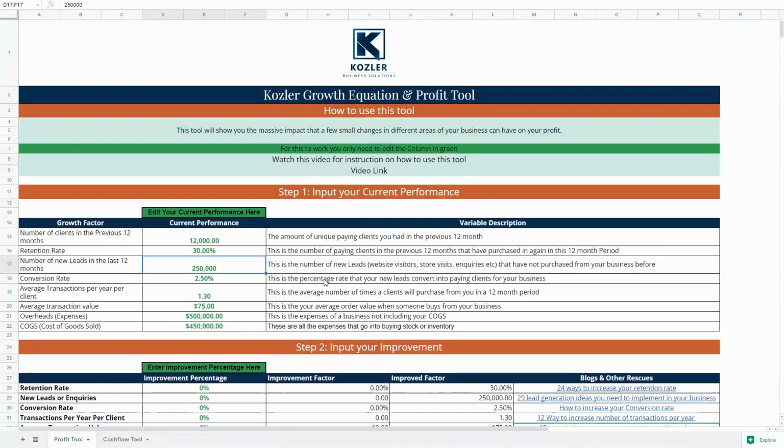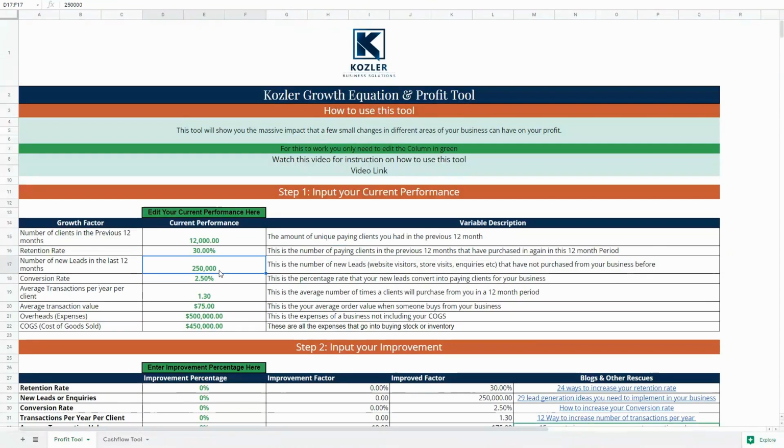Then out of those people, how many of them actually convert? So out of this business, how many of those 250,000 actually convert and become actual clients? Here we can say it's 2.5%. Again, this number should be found on your CRM system or on your POS system, anywhere like that.